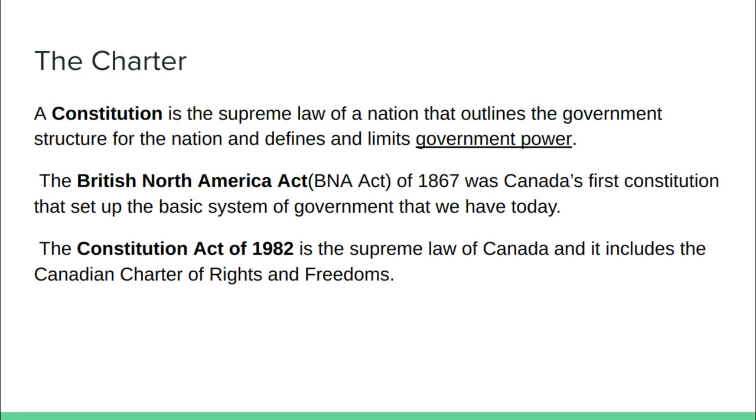The one that is currently in force is the Constitution Act of 1982. This was a Canadian creation. This is when our Constitution is patriated from Great Britain. The BNA Act was controlled and passed by Great Britain. This is a Canadian act, and it is the supreme current law of Canada, and it includes the Canadian Charter of Rights and Freedoms.